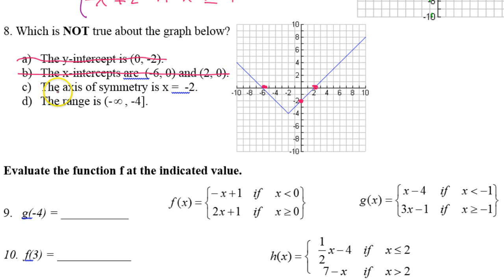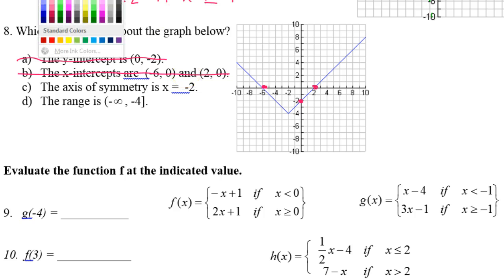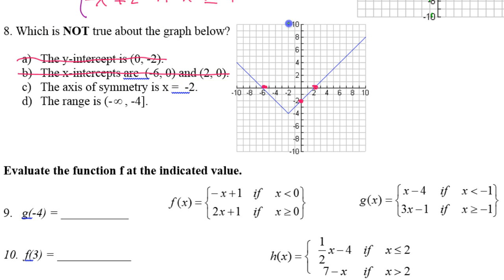The axis of symmetry is x = -2. x = -2 would be right here. That is the axis of symmetry. So this must be the one that's false. So what's up with it? The range is from -infinity to -4. Yep, that's the one that's wrong. The range should be from -4 to infinity.